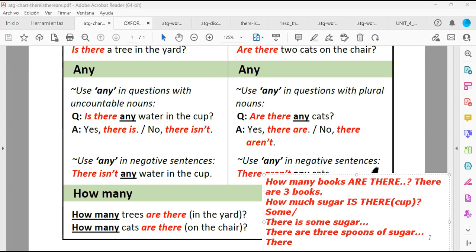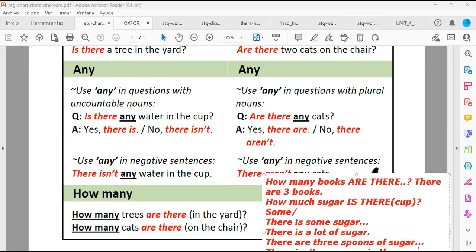A negative answer could be there isn't any. Okay. ¿Miren? Una respuesta negativa podría ser no hay nada. So there isn't any. Puedo dejar hasta ahí o puedo agregar el sugar. Right? There isn't any sugar in the cup. Okay. Or another one, otro quantifier, me está indicando cierta cantidad, podría ser, there is a lot of sugar, hay mucha, okay?